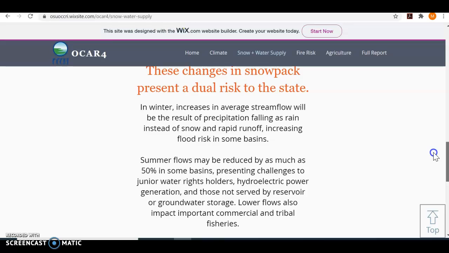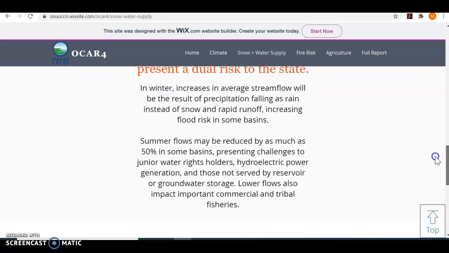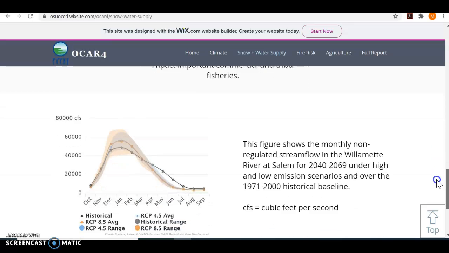Summer flows are jeopardized. I mean, if you have more runoff in the winter, then you're going to have less in the summer. So, and we're already seeing that. It's been going on. And you're going to get, in fact, a chance to look at what's going on in the summer in terms of climate, rainfall, temperatures. So you'll get a chance to look at that.